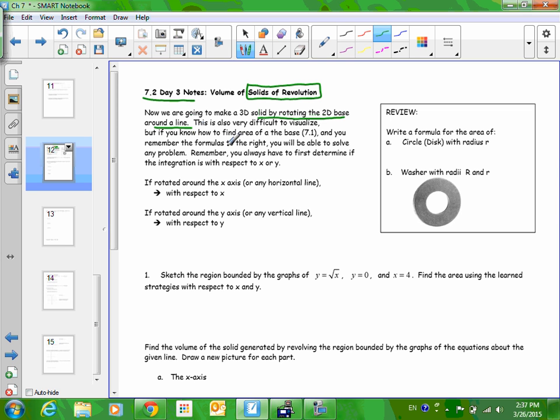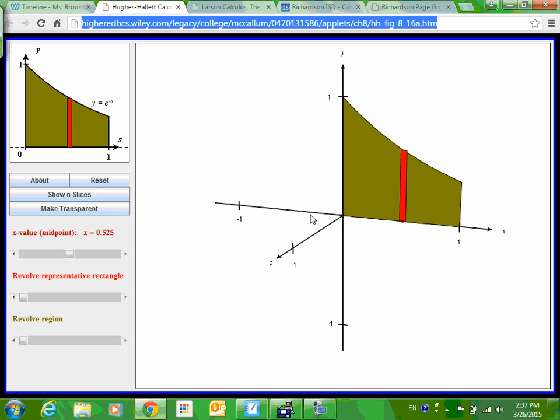Okay. If you know how to find the area of the base, like if you know 7.1 really well, which hopefully you're doing pretty good at by now, maybe not perfect, but better than you did before, and you understand what's in this box, you can do these problems. All right, and I'll come back to this. So what I want to show you right now is this picture.